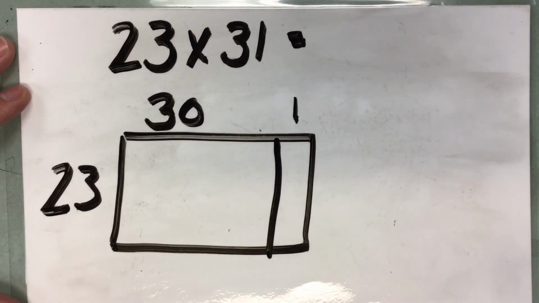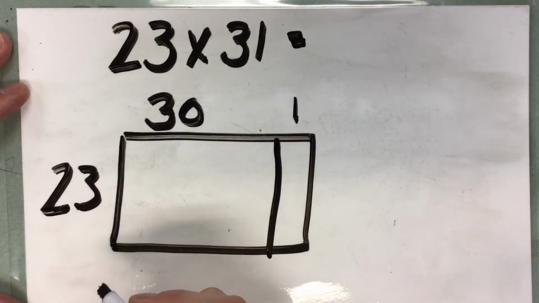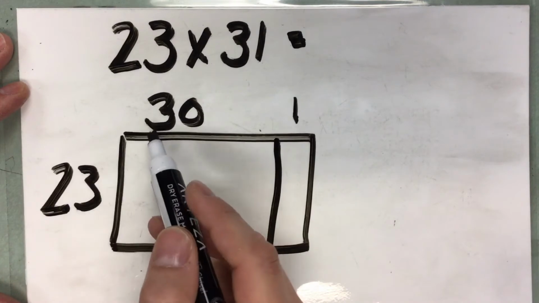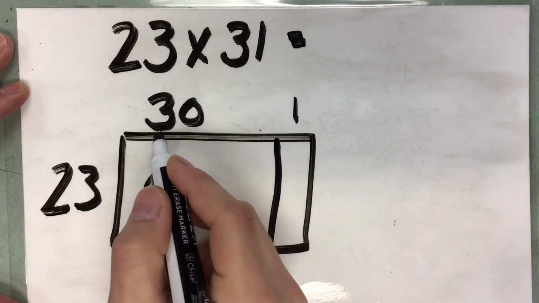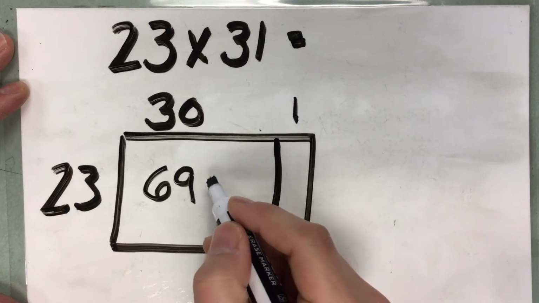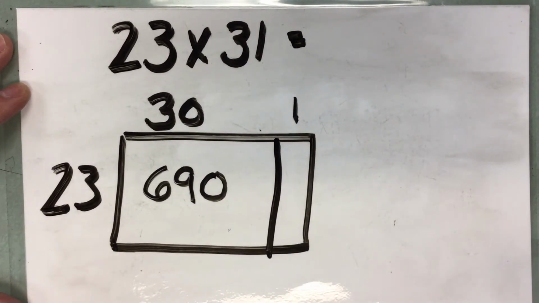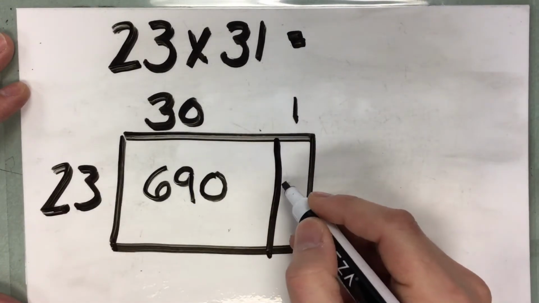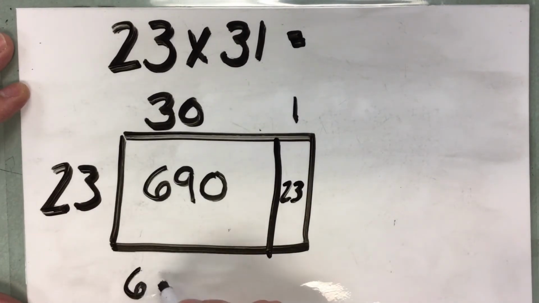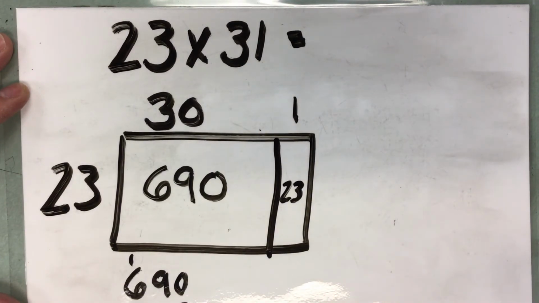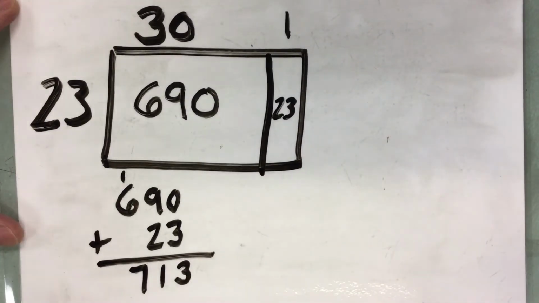So now that we have that, we can multiply our numbers together. So 23 times 30, I can think about that as 23 times 3. That would be 69. But this is 3 tens, so it has a 0. So that would give me 690. And then 23 times 1, that's just 23. So now that I know these areas, I just need to add them together. So 690 plus 23. And I get 713. So let's check that using the standard algorithm.